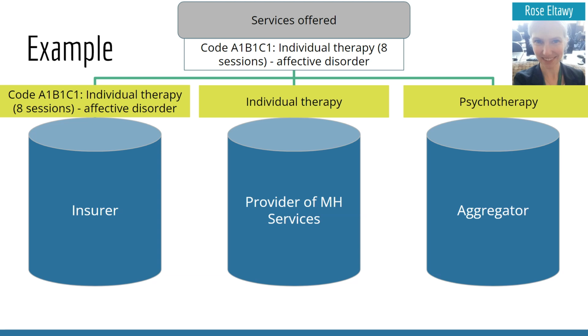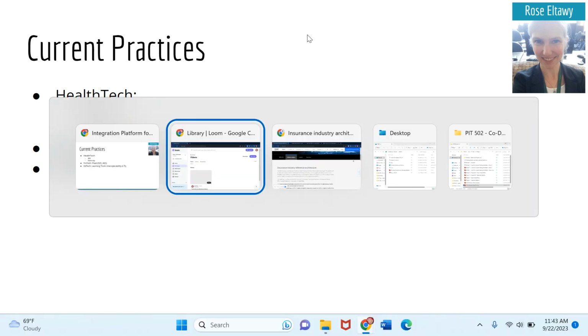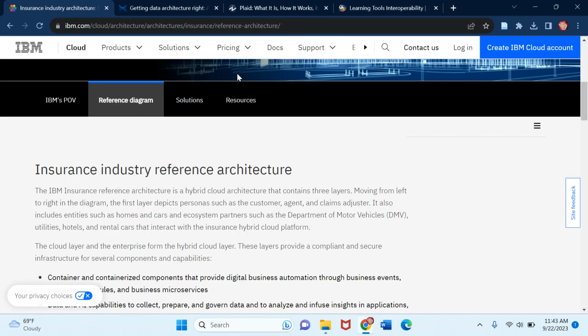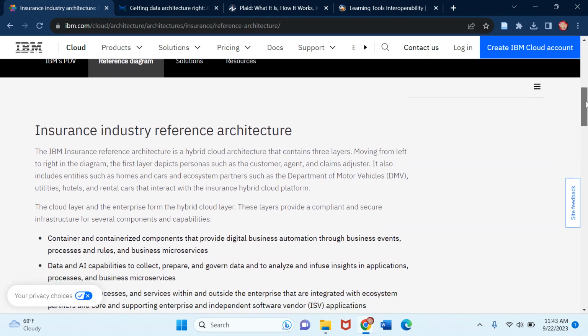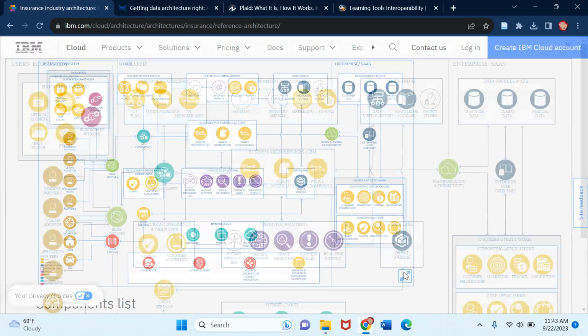Ideally, if we have one integrated platform that we can use as a service, then we would be able to do this more effectively. And there are companies that are doing this now, so this is not something where we have to start from scratch. I wanted to take a look at a couple of those. The first would be IBM. IBM has their own insurance industry reference architecture. They have a nice diagram here.